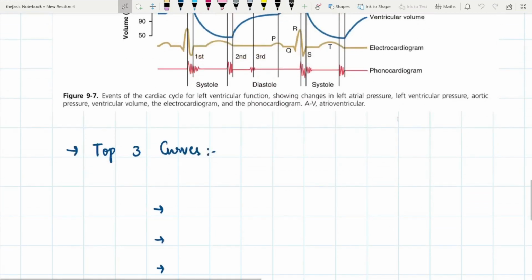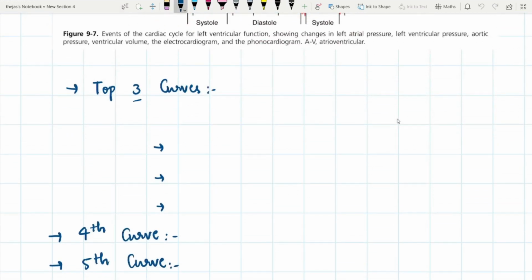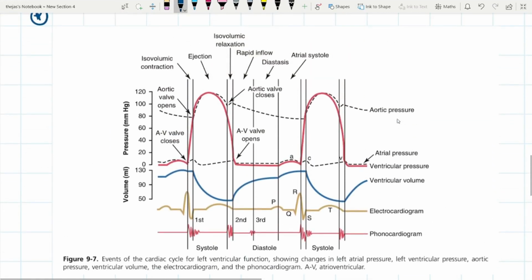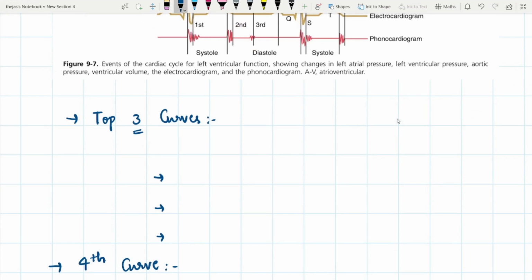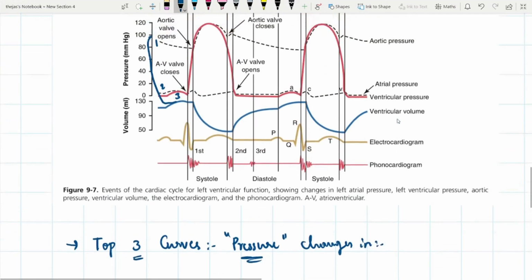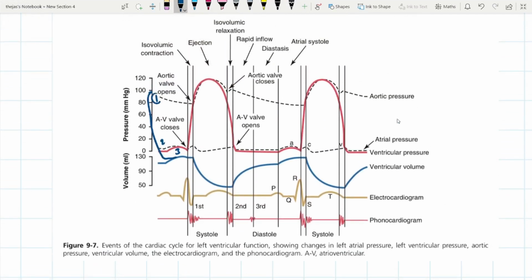See here, the top three curves, 1, 2, and 3. These top three curves represent the pressure changes. Remember this word, pressure changes. In the first curve, which I have marked first, this curve represents the aortic pressure changes.